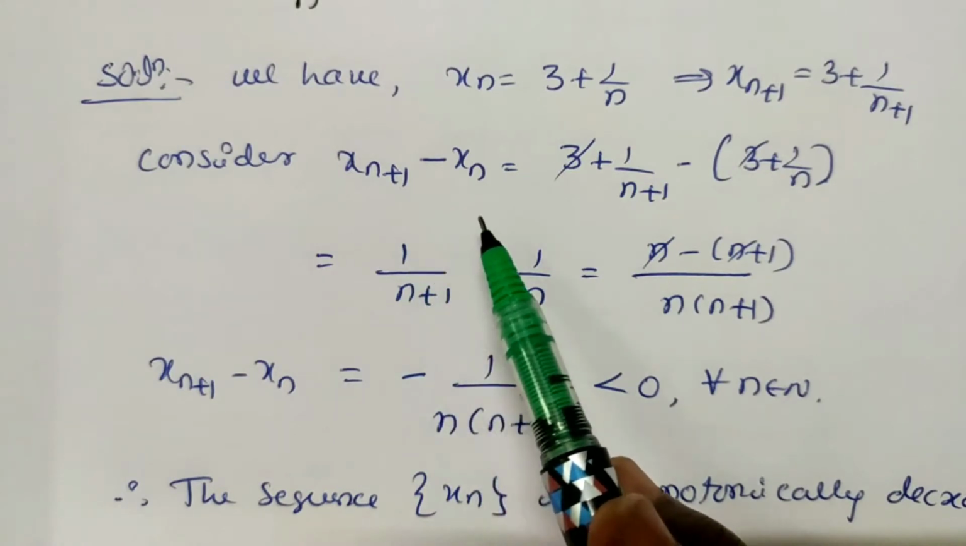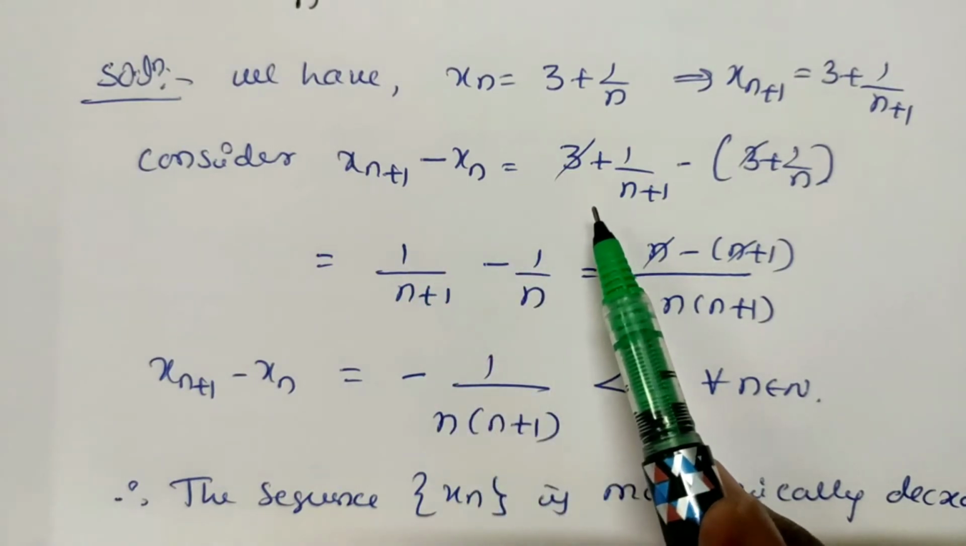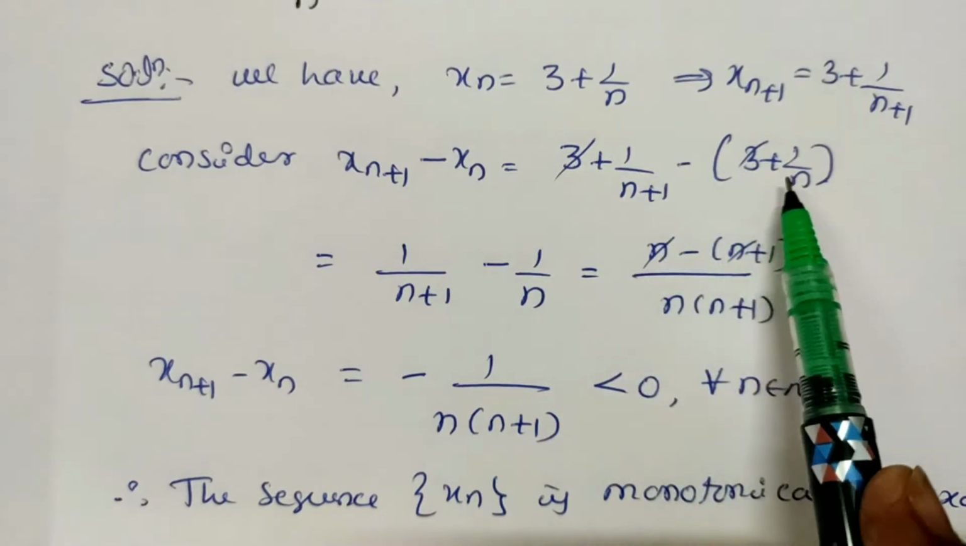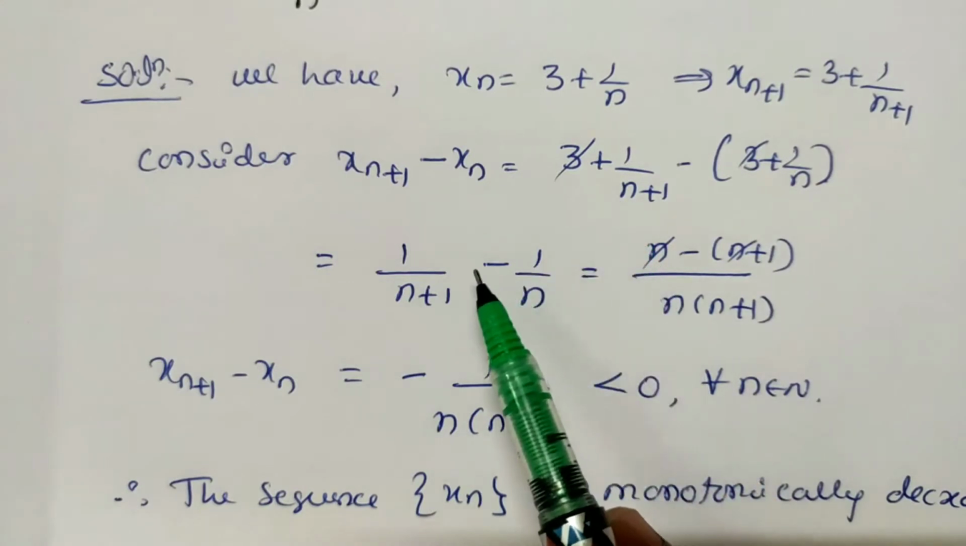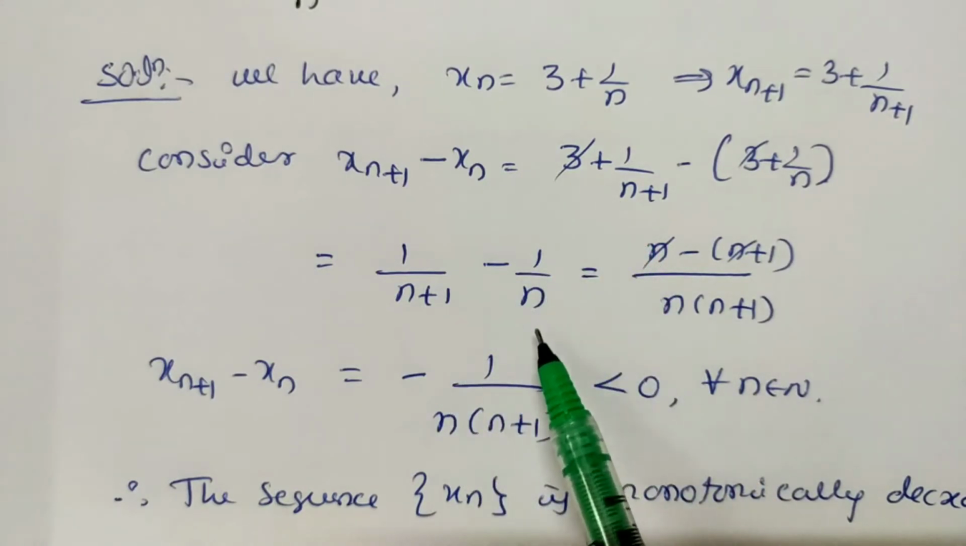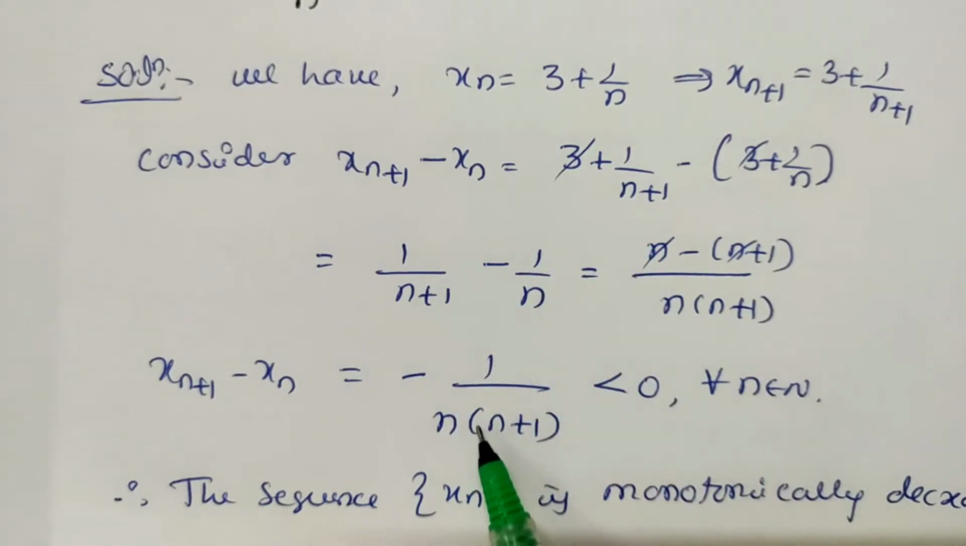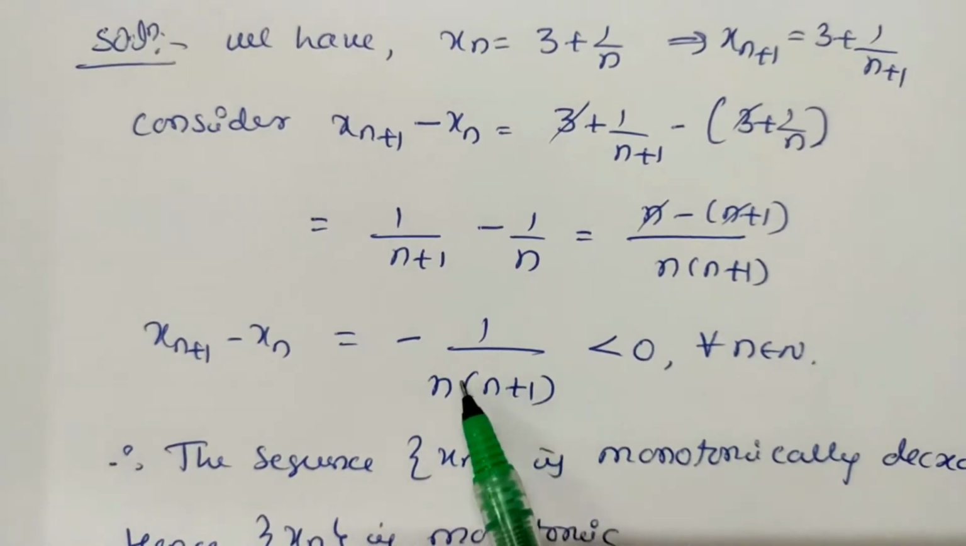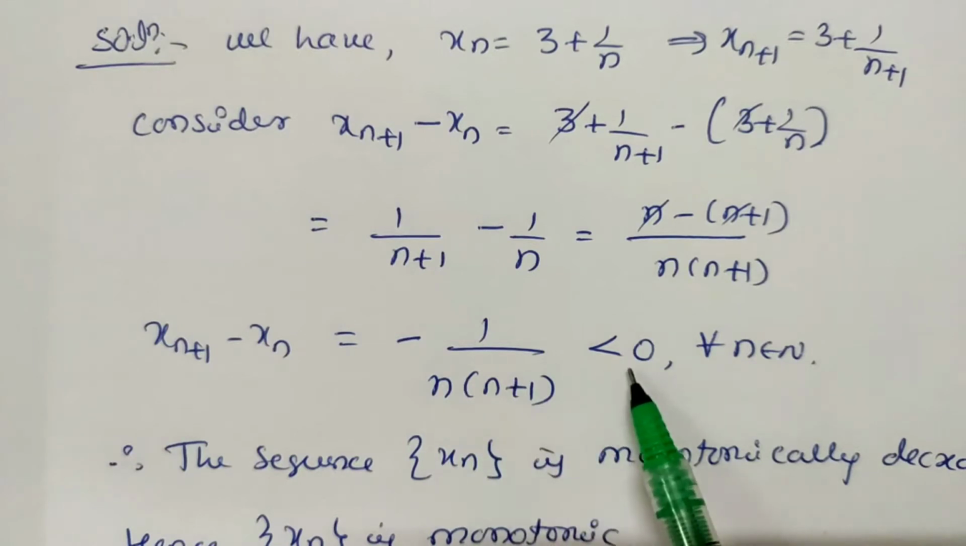Xn plus 1 minus xn is equal to 3 plus 1 by n plus 1, minus 3 plus 1 by n. The 3 gets cancelled. It is 1 divided by n plus 1 minus 1 by n. After simplification you will get minus 1 divided by n into n plus 1. Since it is negative, it is less than 0.